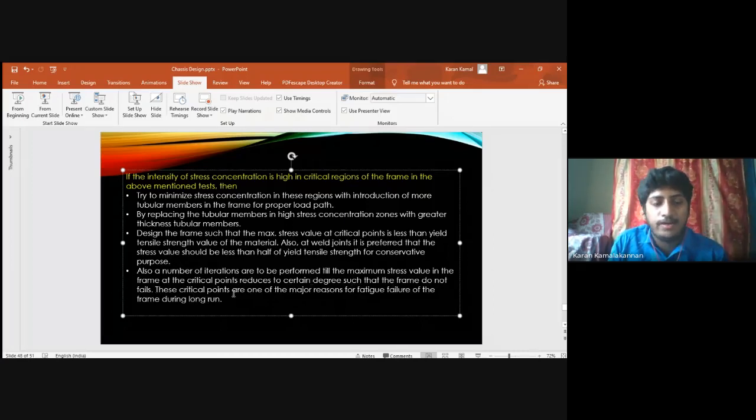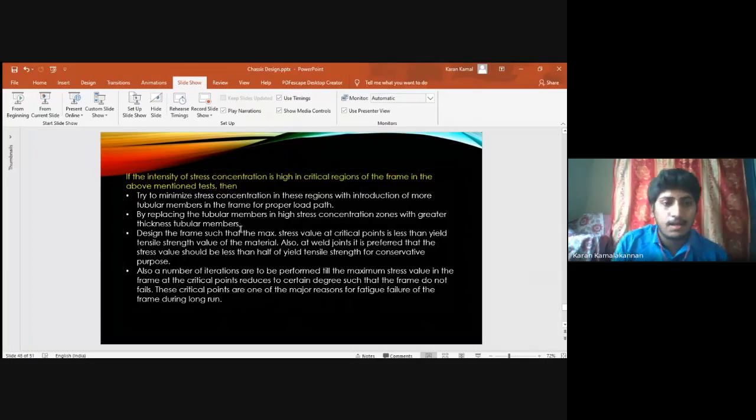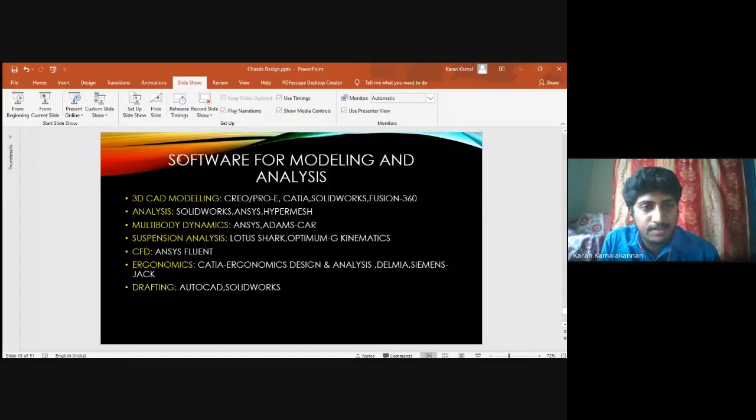Okay, these critical points are one major reason for fatigue failure during long runs. Yeah, you can see, right, during many events suspension points or joints will get broken, or material will break, or the steering rod will break. So these are the things that will fail during a long run of the vehicle, due to fatigue. So you should keep these in mind when doing analysis, so that your vehicle is given utmost safety. Fine. Yes, I think almost done with that. I can give you some software for analysis, what software you can use.